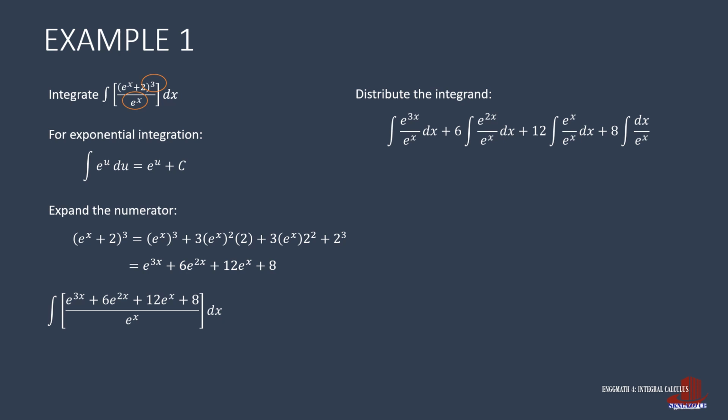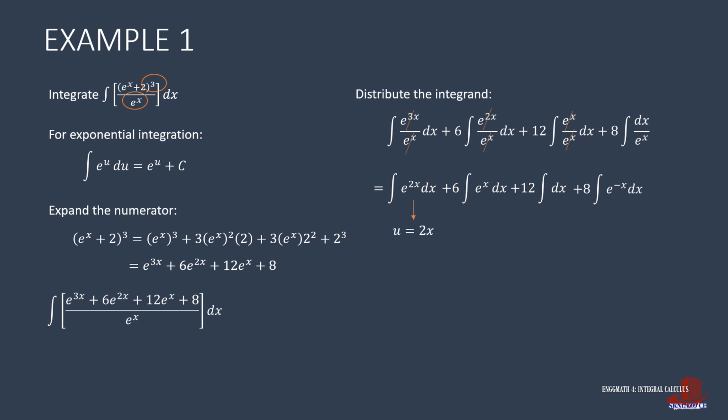Get back to the first term and cancel out e raised to x, resulting to the integral of e raised to 2x dx. The second term has another e raised to x cancelled, making it the integral of e raised to x dx. The same goes to the third term, making it 12 times the integral of dx. The last term will have its denominator placed up, so it becomes 8 times the integral of e raised to negative x dx. Before integrating, let's write down the u's and du's.